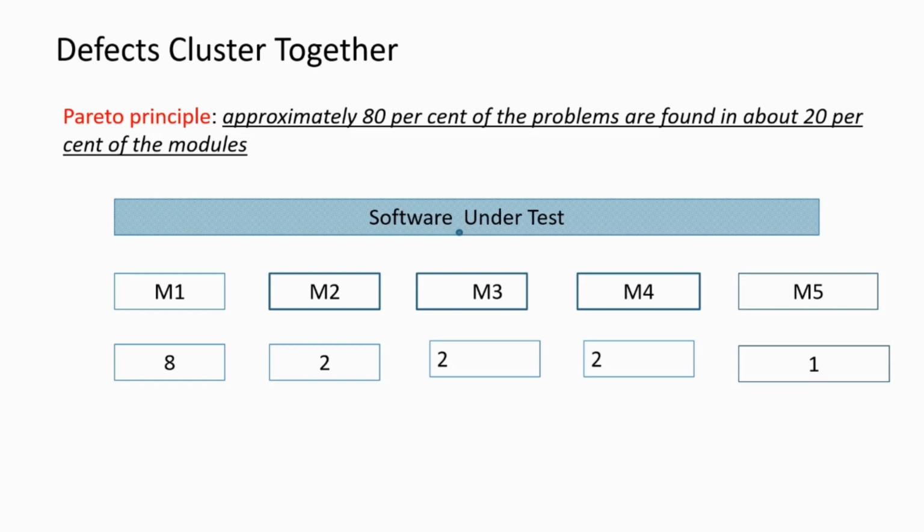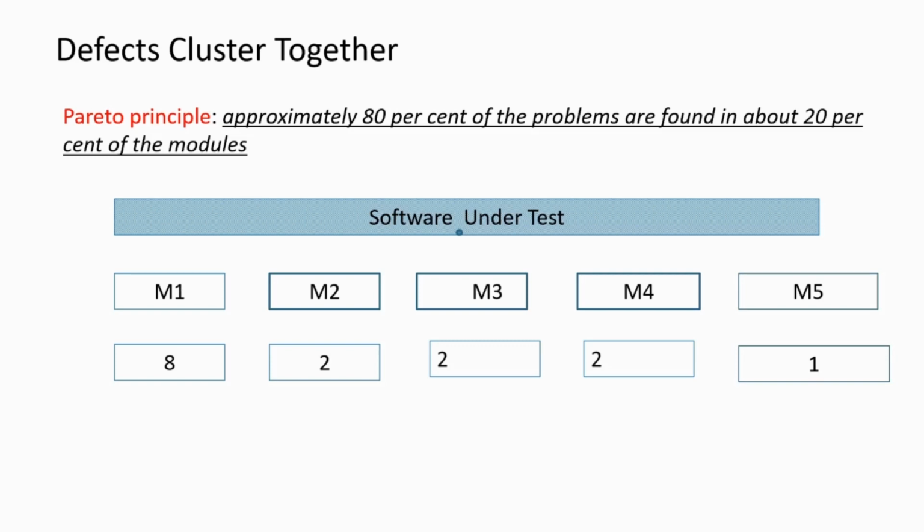At the end of the software development life cycle, we categorize how many defects we are getting in which module. So for example, for module 1 we are getting 8 defects, for module 2 we got 2 defects, module 3 2 defects, module 4 2 defects, module 5 1 defect. So the Pareto principle says that in most cases, the majority of the bugs are coming from a single module. In this case, M1 is the module from where the majority of the defects are coming, and that's why more concentration is given to such a module, which is responsible for the defect cluster.